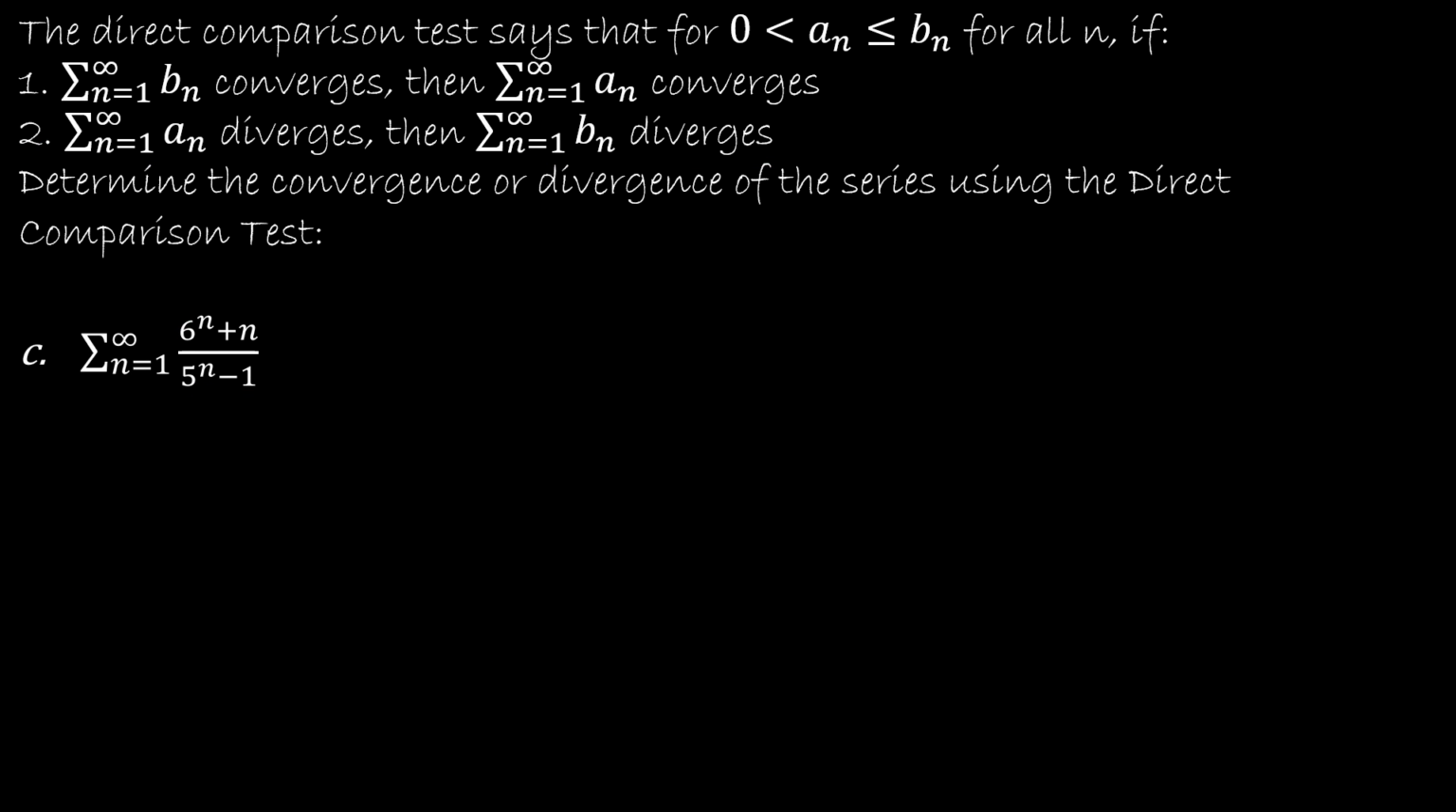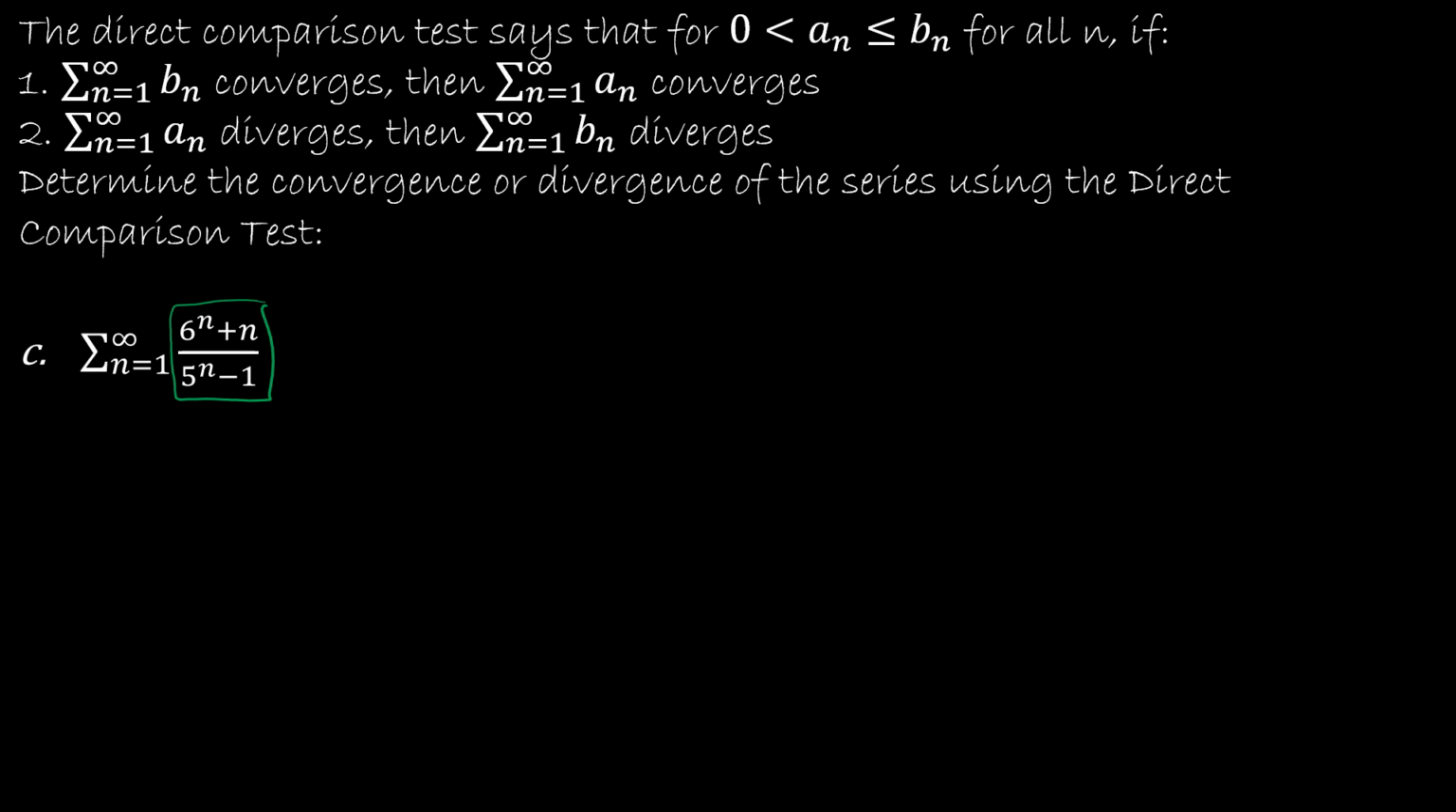Let's just do one last example because I wanted to do one where we're not comparing to a convergent or divergent p-series, but in fact a different series altogether. So I'm looking at the summation as n goes from 1 to infinity of 6 to the n plus n over 5 to the n minus 1. And again, this one's not easy to do directly, so that's why we're going to use the direct comparison test. So what I want to do is think about what type of function does this look like? How could I rewrite this in a simpler way that's similar to that?